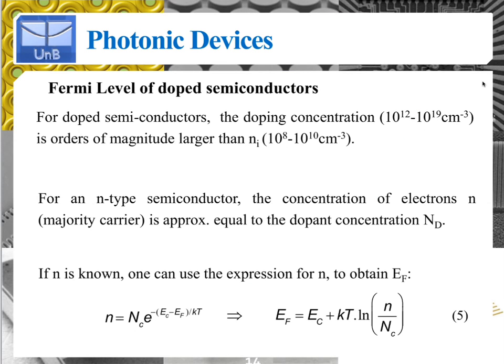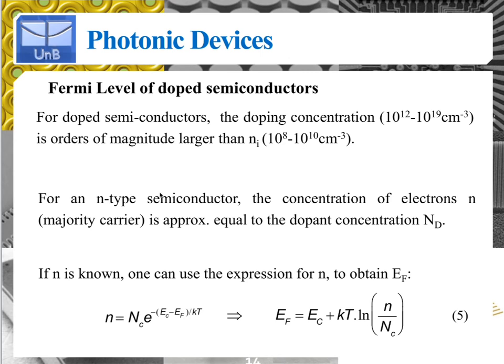Now this was for intrinsic semiconductors, so for doped semiconductors the process is actually simpler. If we take into account the fact that the doping concentration is around 10 to the 12th to 10 to the 19th per centimeter cubed, which is orders of magnitude larger than the intrinsic carrier concentration for different semiconductors, which is of the order of 10 to the 8th to 10 to the 10th.